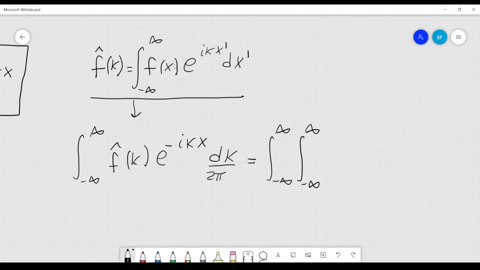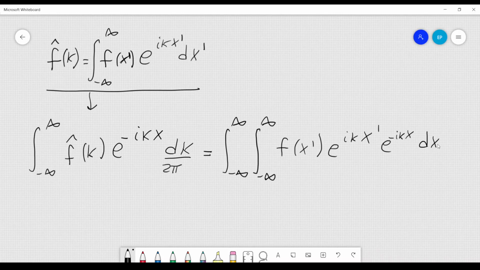And of course, I also have to relabel f of x as f of x prime. So this would be f of x prime as well. So I have to be careful here and should not confuse the variable of integration x prime with the variable x here, because x prime is just a dummy variable, whereas x here is a different variable, and I will show you in the next few steps. Here I have f of x prime, e to the i k x prime, and then I have e to the minus i k x, and I also have to integrate over dx prime and dk over 2 pi.